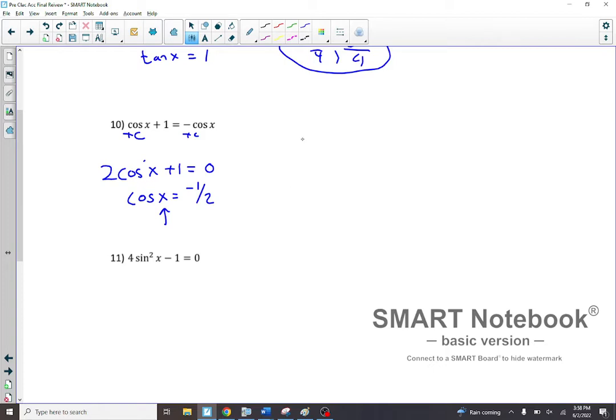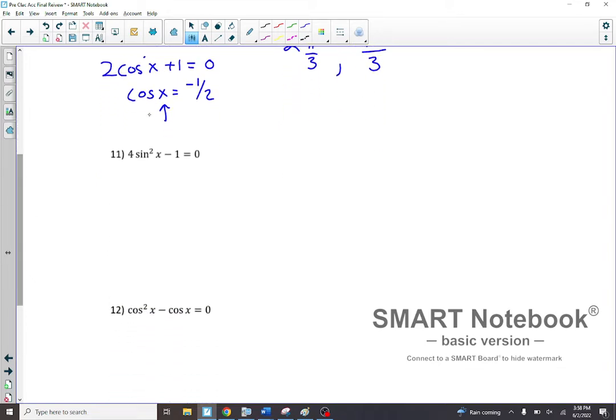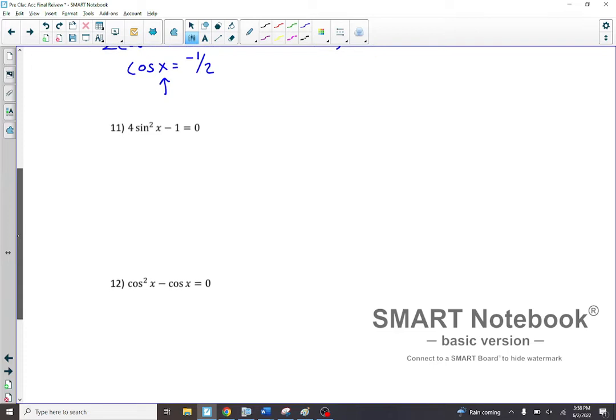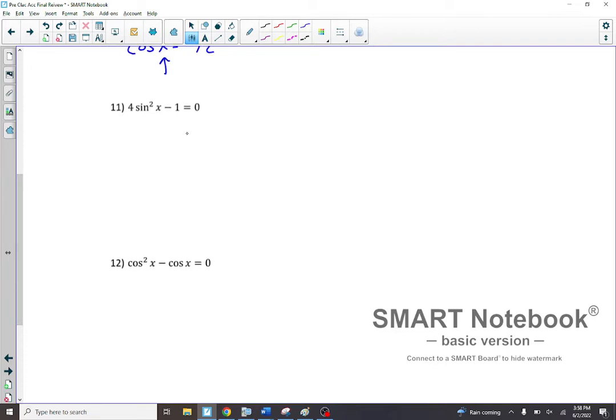So that's going to be the 60-degree ones, or the pi over 3 ones. And then since it's negative cosine, it has to be in the second quadrant, so 2 pi over 3, and the third quadrant, which is going to be 4 pi over 3. And again, you could plug in 2 pi over 3 into your calculator for cosine x, and you can see that's the answer. Here, we're going to do plus 1 on both sides, then divide by 4, equals sine squared x.